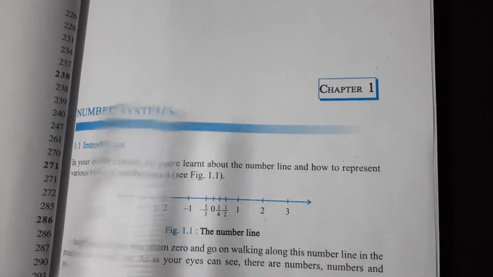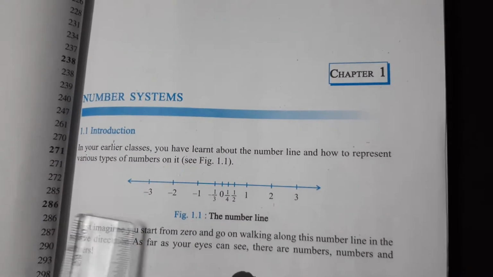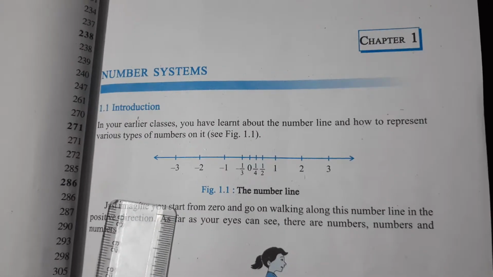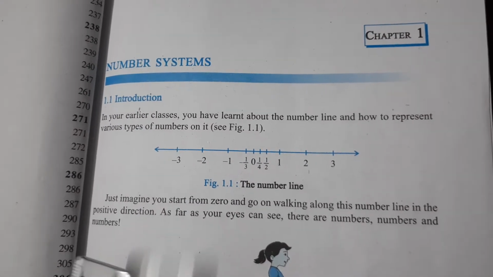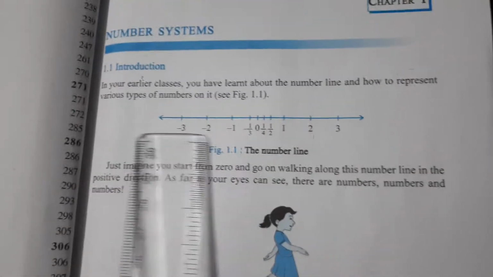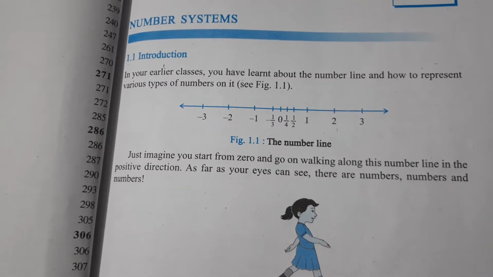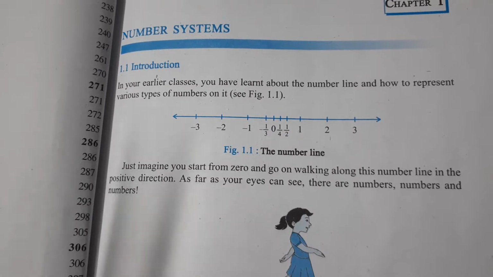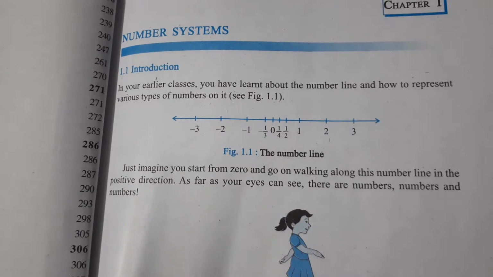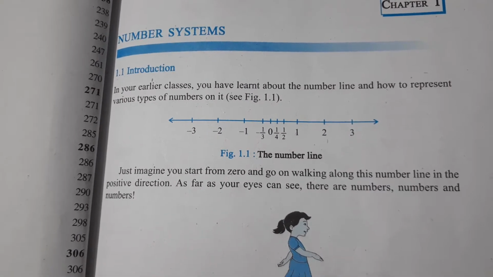Chapter 1 Number Systems. Children, in your previous classes, you have learned about the number line and how to represent various types of numbers on it. See, this is called a number line. Already we studied about natural numbers, whole numbers, and rational numbers. Now let us just recall it.